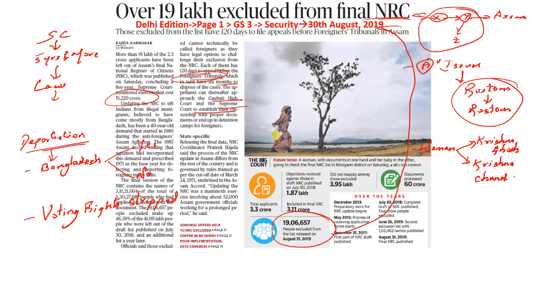But the current problem in the NRC final list is such people who have different names before marriage and after marriage are also not recognized under this list, and this can be a major problem to a number of women across the state of Assam.